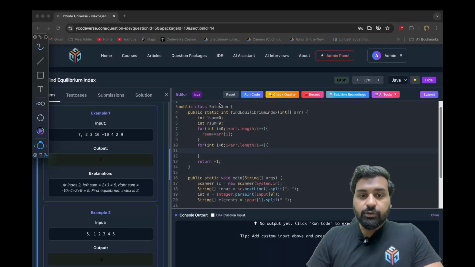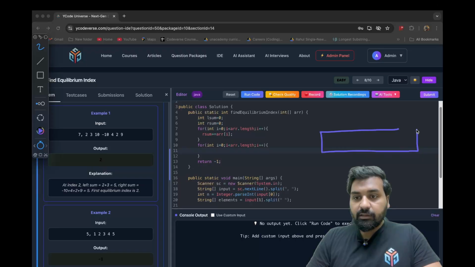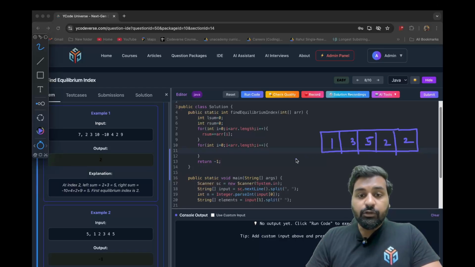So if I take an array here, let's say we have 5 here, 2 here, 2 here, 1 here, 3 here. So this is the array. So what I'm doing is, now I am at 0 index. 0 index means this i is going from 0 to n. So here I have i and we have 0 index here.